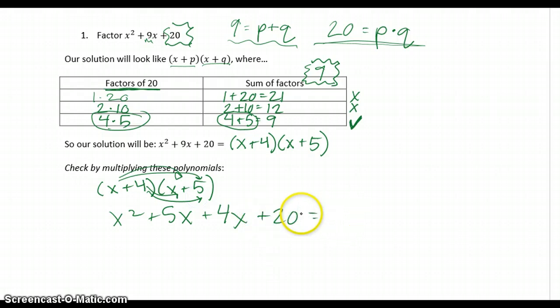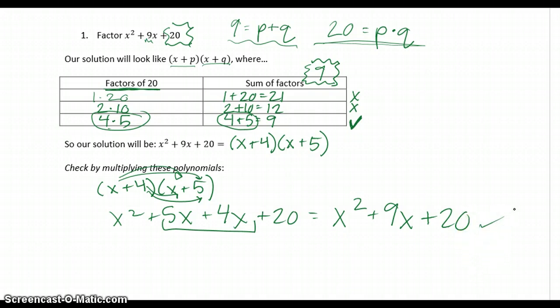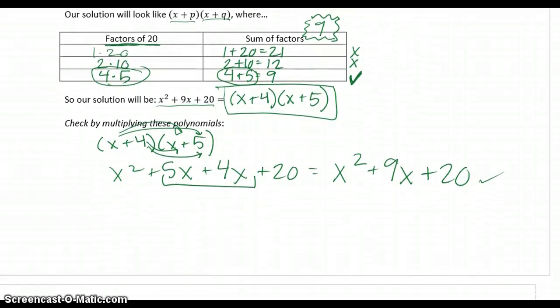So when we simplify by combining our like terms here with x, we get x squared plus 9x plus 20, which is in fact our original polynomial. So we did factor correctly. So our solution is, in factored form, x plus 4 times x plus 5. So we took a bigger polynomial and simplified it by factoring it into smaller polynomials.